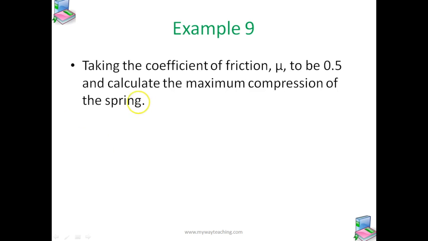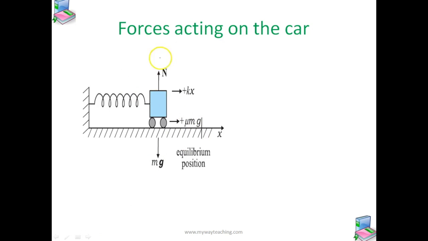Taking the coefficient of friction, that is mu equal to 0.5, calculate the maximum compression of the spring. So that is the question. In the presence of friction, both the spring force and the frictional force act so as to oppose the compression of the spring. You can see that in this figure: both the spring force, that is Kx, as well as the frictional force, oppose each other.